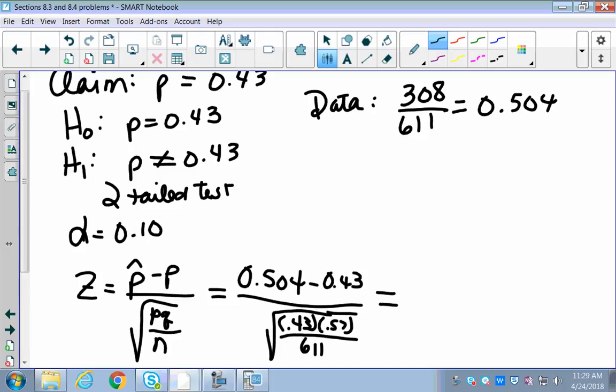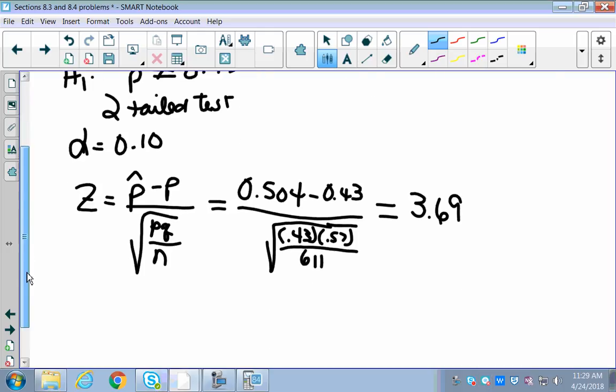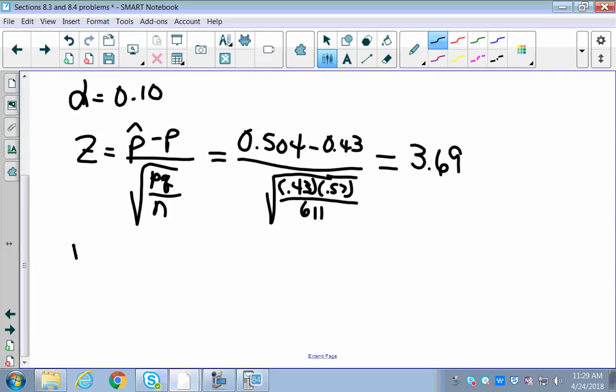So if you can tell me what you got for a calculation of Z. We're going to have a positive Z. 3.69. That's my Z value. That's my test statistic. Tell me what my p-value will be for this data.